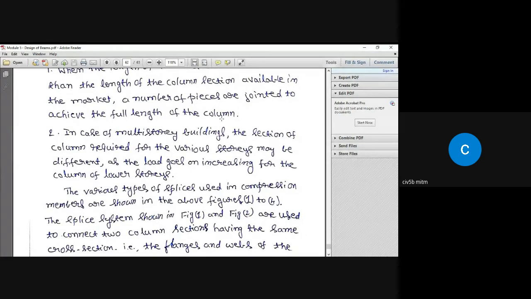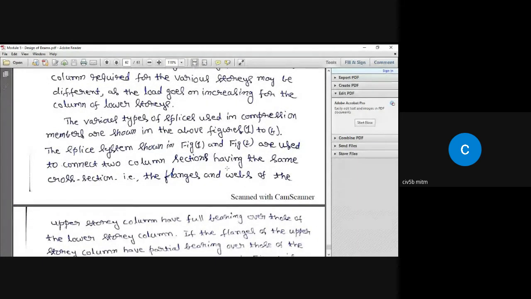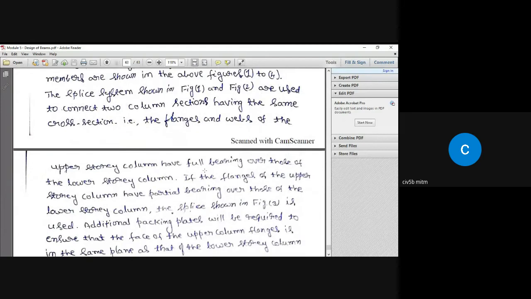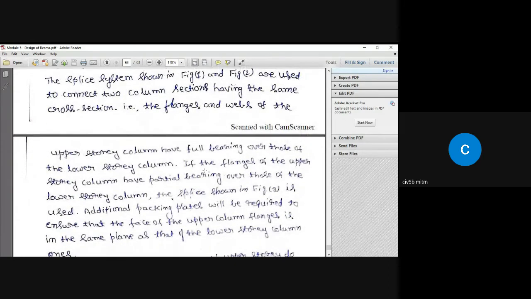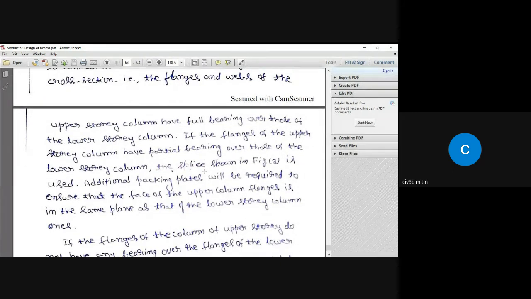The various types of splices used in compression members are shown in the figures. The splice systems shown in figure 1 and figure 2 are used to connect two column sections having the same cross section. This also I have explained. The flanges and webs of the upper story column have full bearing over those of the lower story column. If the flanges of the upper story column have partial bearing over those of the lower story column, the splice shown in figure 3 is used.